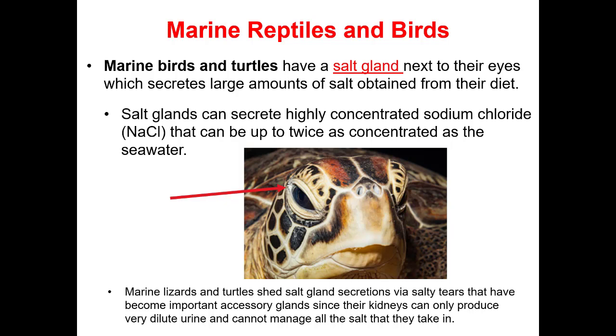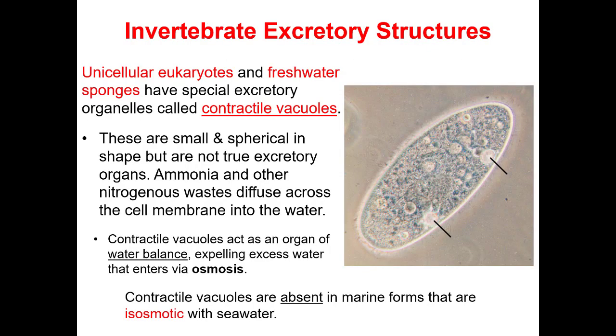Marine reptiles and birds have salt glands next to their eyes, which help them secrete large amounts of salt, which gets ingested from their diet. These salt glands excrete highly concentrated sodium chloride, which is table salt, that can be up to twice as concentrated as their saltwater environment. The production of salty tears is very important to these animals' success, since their kidneys can only produce very dilute urine and cannot manage all the salt that they take in from their environment.